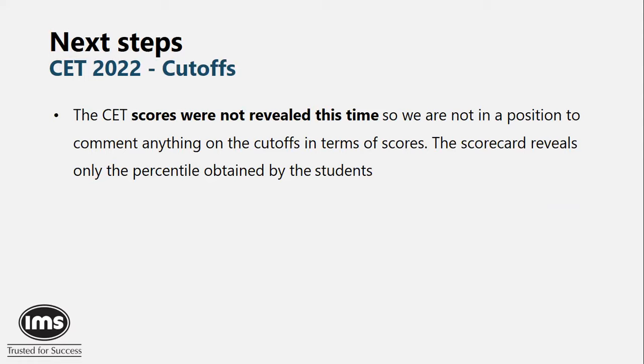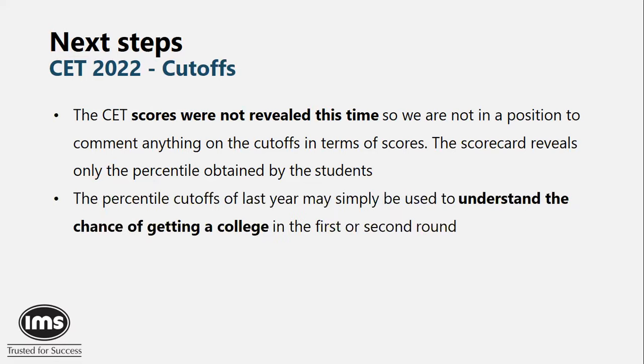So that is why we are not in a position to comment anything on the cutoffs in terms of scores. And that is why we can still talk about cutoffs in terms of percentile. The scorecard that is given to students now reveals only the percentile obtained. The percentile cutoffs of last year hence can be used as they are, and they can be used to understand the chance of getting a college in the first or in the second round.